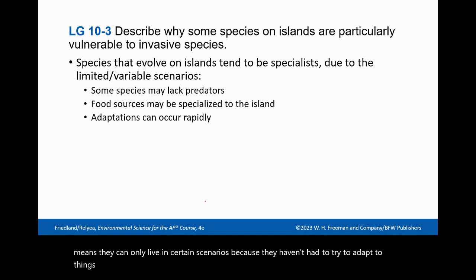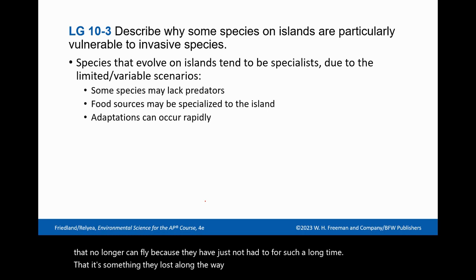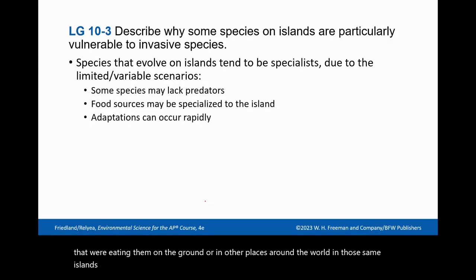For example, there is a bird that lives in some of the islands around New Zealand that no longer can fly because they have just not had to for such a long time, that it's something they lost along the way because they didn't have any natural predators that were eating them on the ground, or in other places around the world in those same islands. Birds don't build their nests in trees because they're not afraid of predators eating their eggs and things like that.